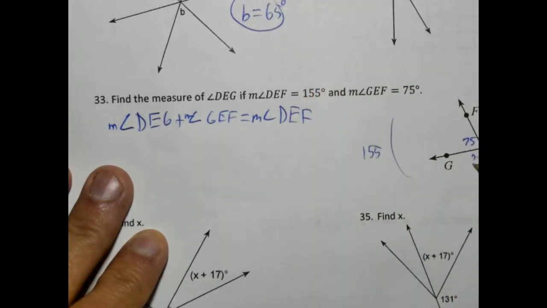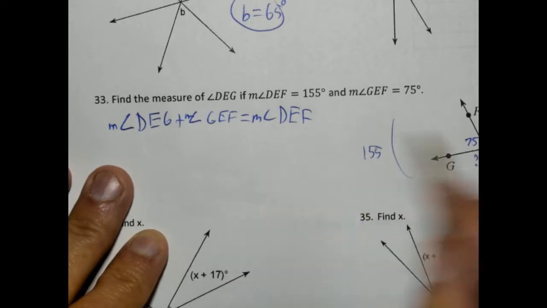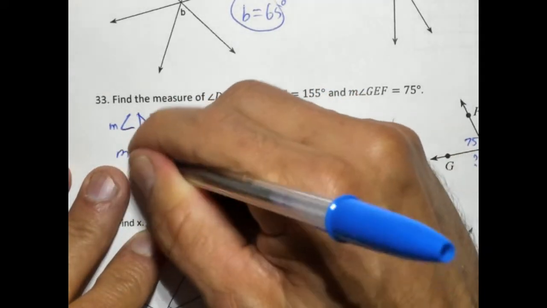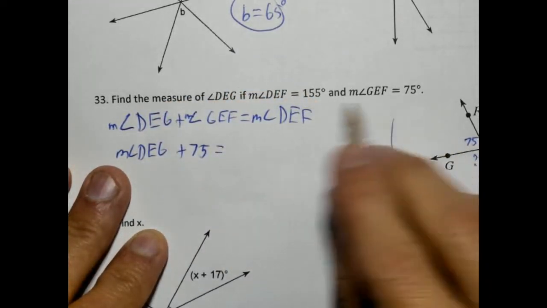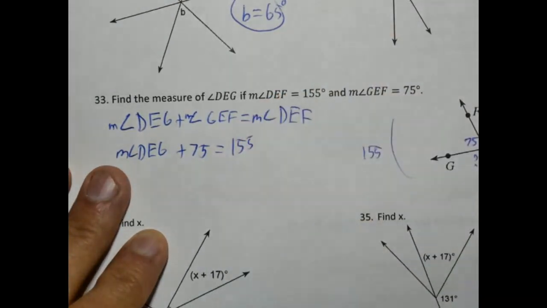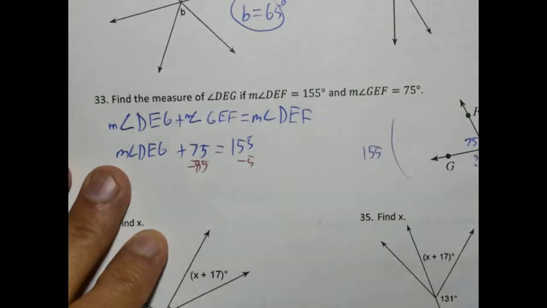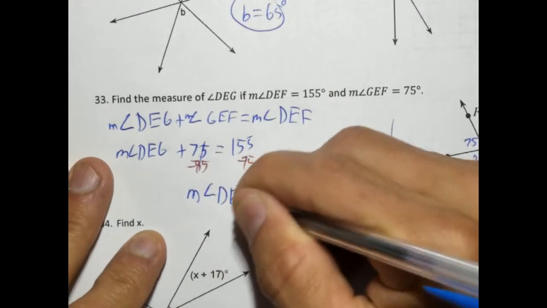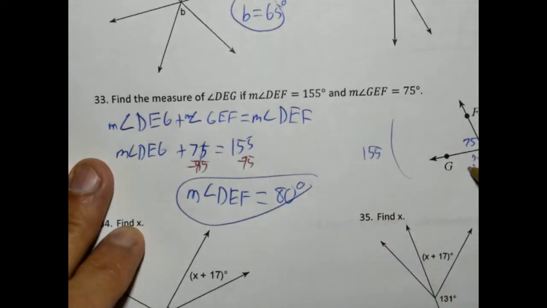What that's saying is this angle plus that angle makes a big angle. So DEG is unknown. GEF is 75. And then the larger angle, DEF, is going to be 155. So we're going to subtract 75 from both sides. I think that's 80. Can I do math in my head? I hope so. Yep, 80 degrees.